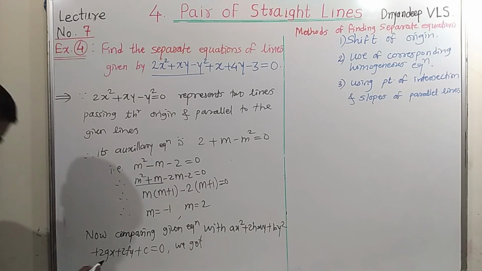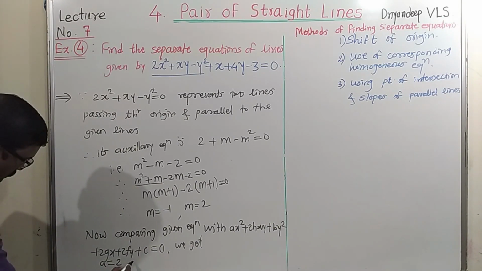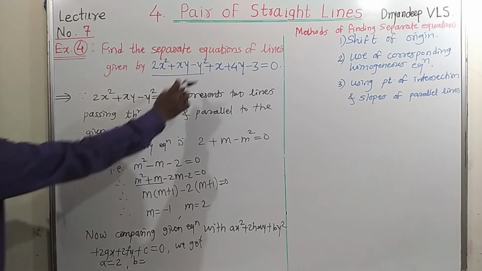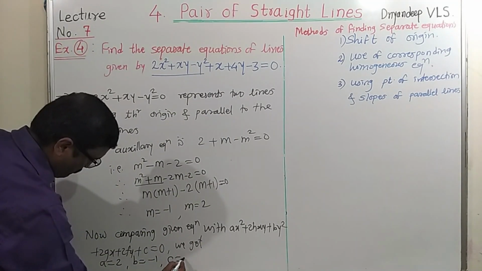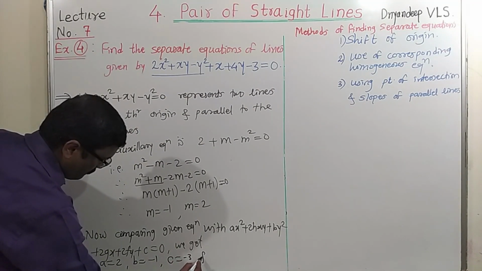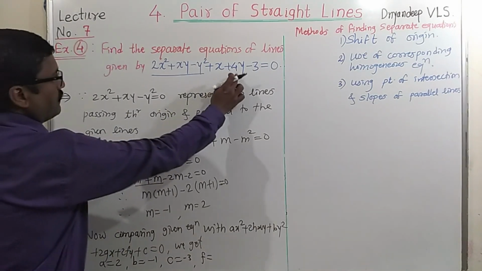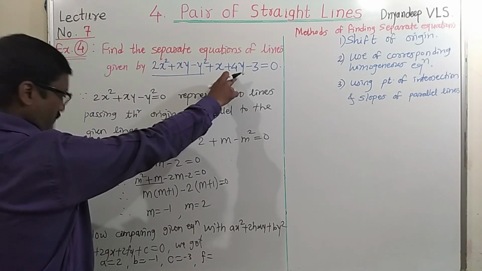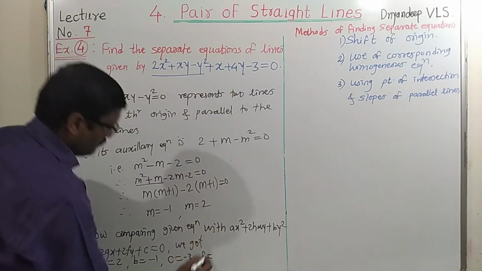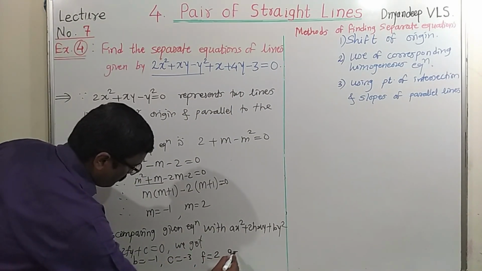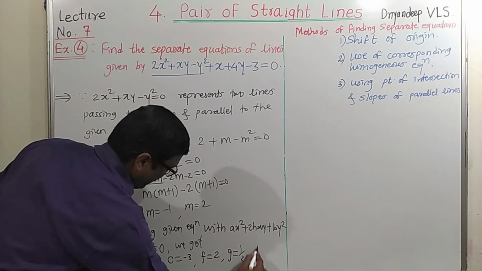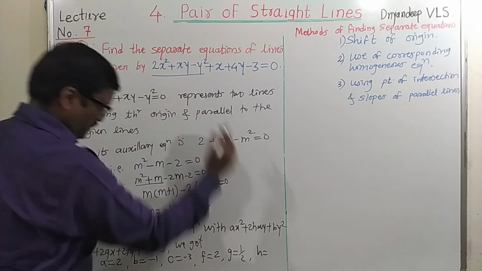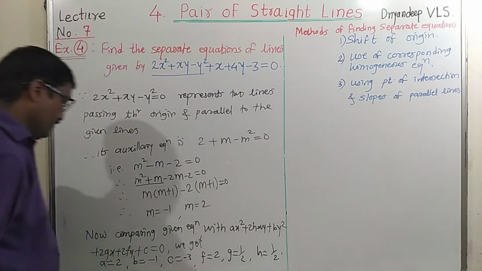the values: a equal to 2, b equal to minus 1, c equal to minus 3, 2f equal to 4 from 2fy, so f equal to 2, g is equal to half from 2gx, and h equal to plus 1, so once again h equal to half.